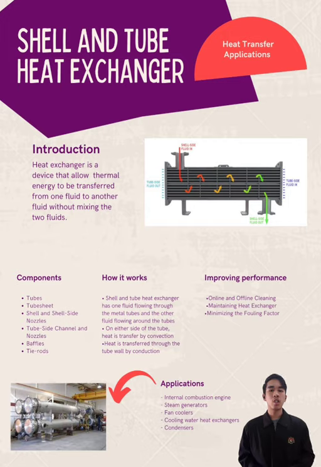The working of the shell and tube heat exchanger is very simple. One fluid flows inside the tubes and the other through the shell. While flowing, they exchange heat, which means the cold fluid gains heat from the hot fluid. The cold fluid enters the shell inlet nozzle and comes out of the outlet nozzle as a hot fluid. Obviously, the other fluid will become colder at the outlet than at the inlet.